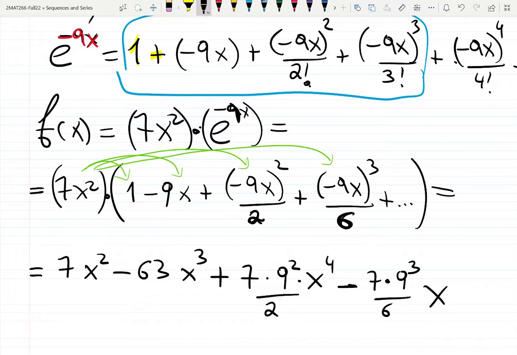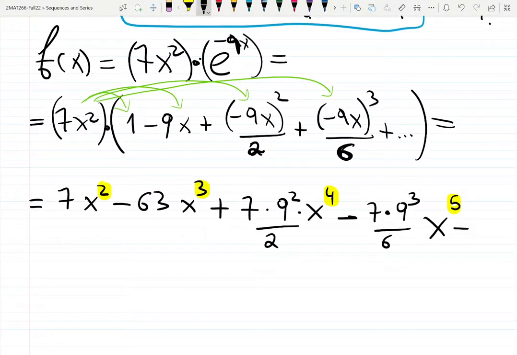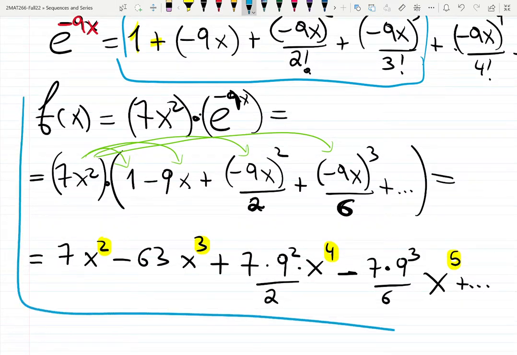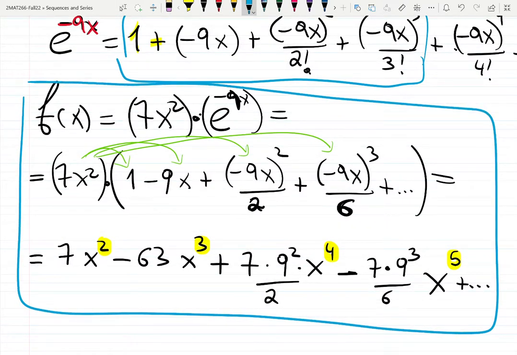X cubed times x squared is x to the 5. So see, the most interesting part is how the powers are changing. Every power is raised by 2. See? Plus infinitely many. If they ask you for the series, this is the series. This is actually Maclaurin series since the center was 0. And we used known Maclaurin series.